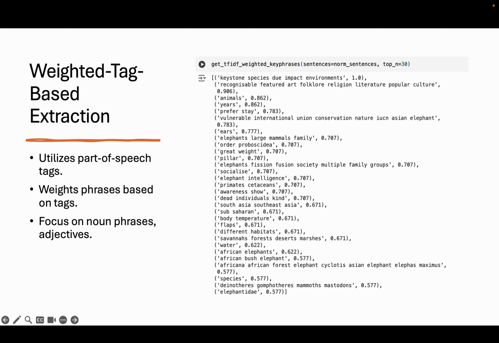Weighted tag-based extraction leverages parts of speech tagging, or POS tagging, to identify key phrases. By assigning weights to different tags, like giving higher importance to noun phrases and adjectives, we can extract more relevant key phrases that summarize the document effectively.